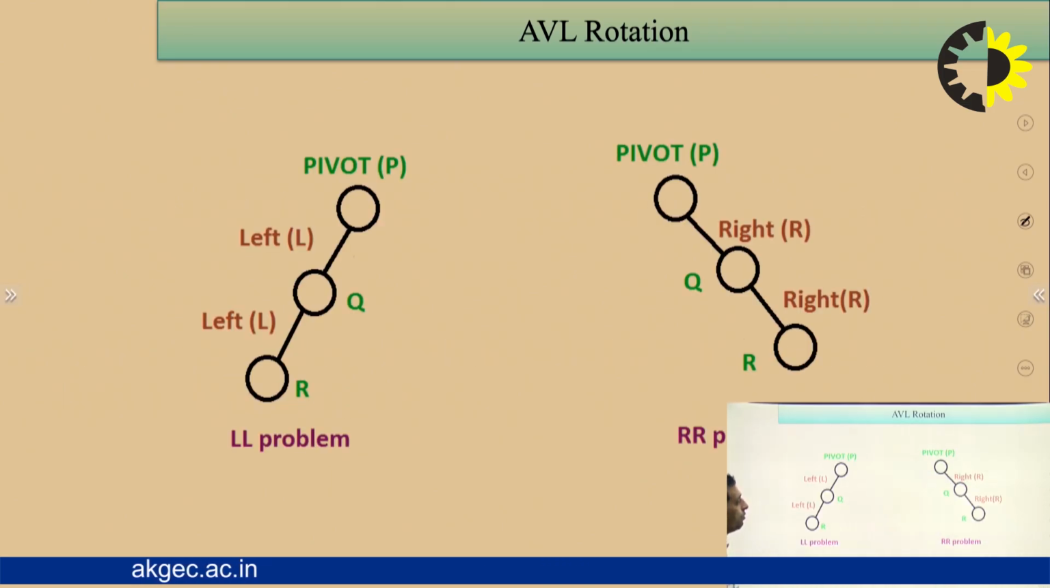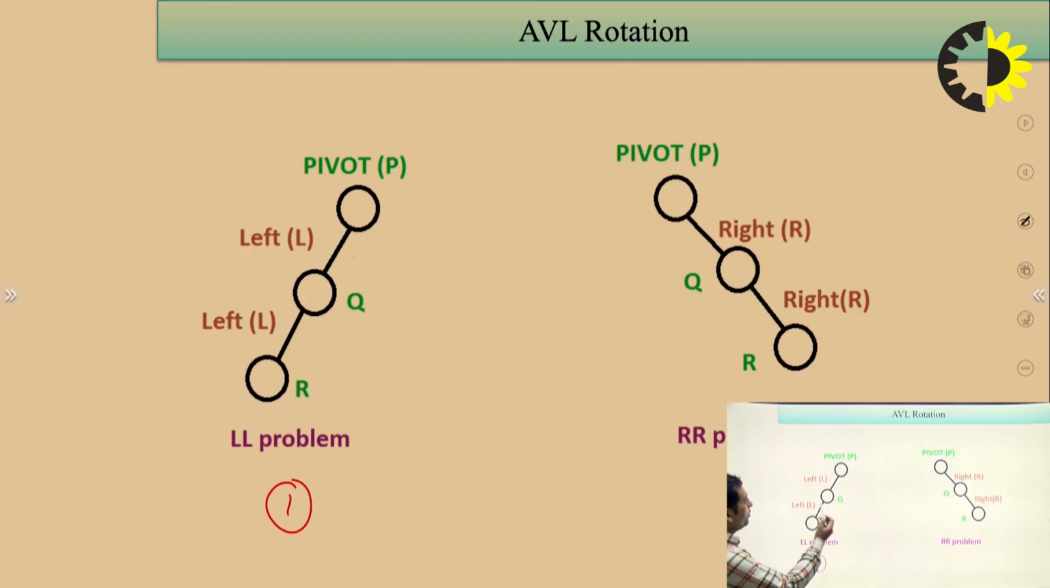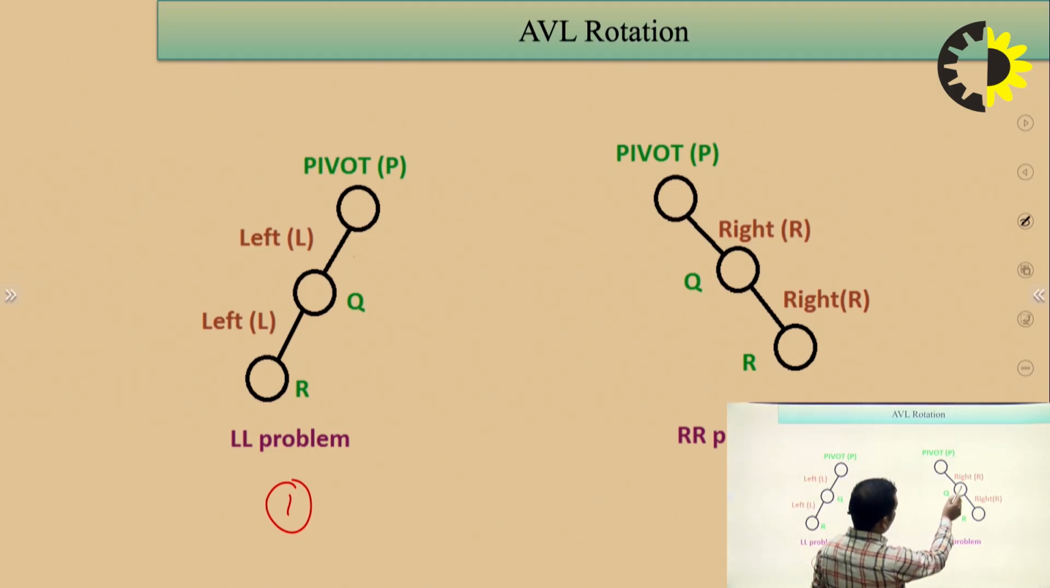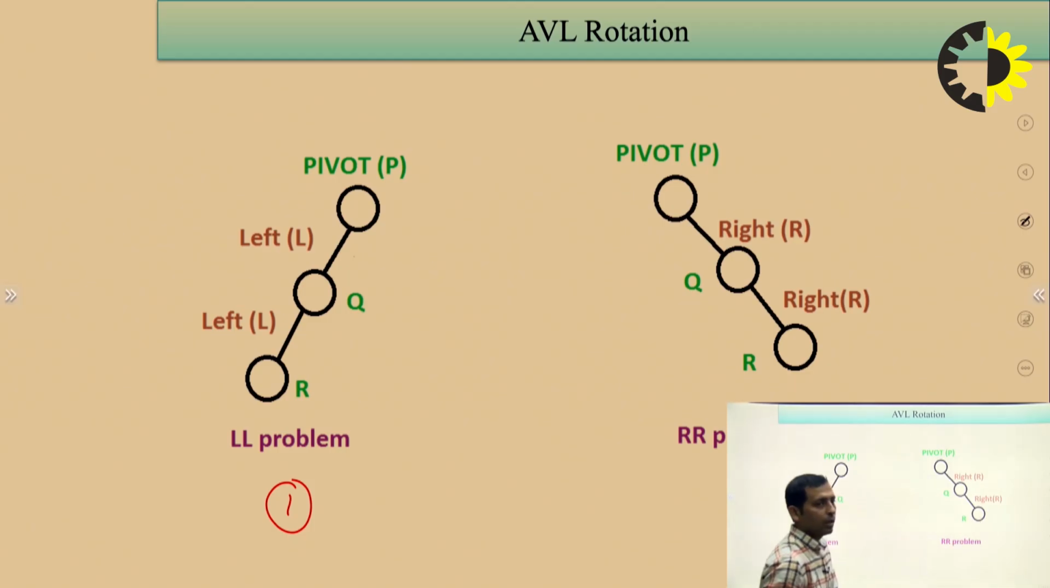This is the first situation, and we are finding the PQR. Maybe Q is left of the P and R is left of the Q. This may be situation number 1, the LL problem. Second situation, Q is right of the P and R is right of the Q. So this is an RR situation or RR problem, right problem. This is the second one.